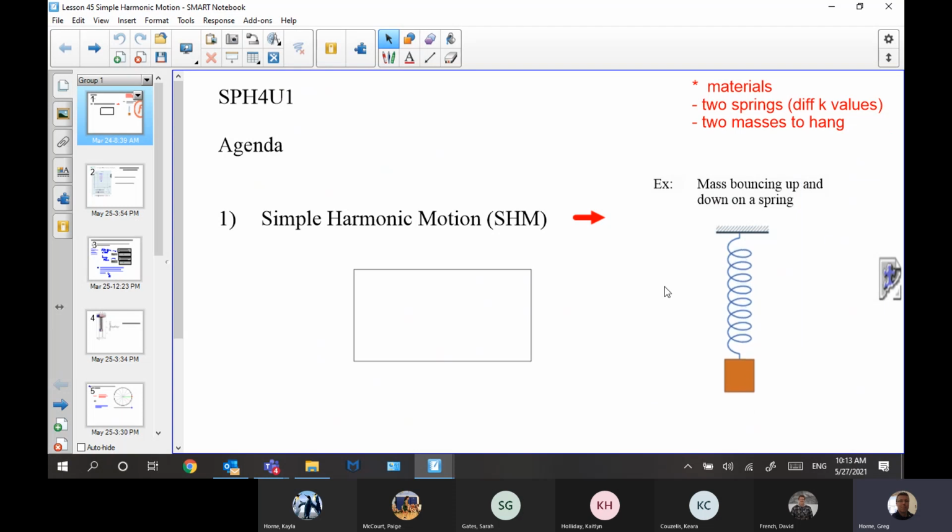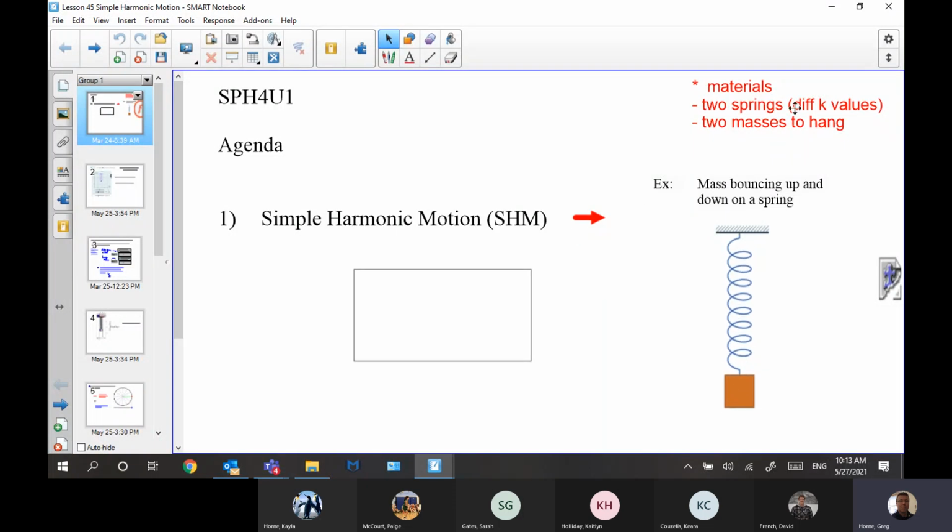And so this little applet or GIF, whatever you want to call it, shows what we're talking about: motion that's a repeated pattern of movement, but specifically where it's always affected by the force from a spring. Then you're talking about a special kind of motion called simple harmonic motion. And so we are going to analyze that.